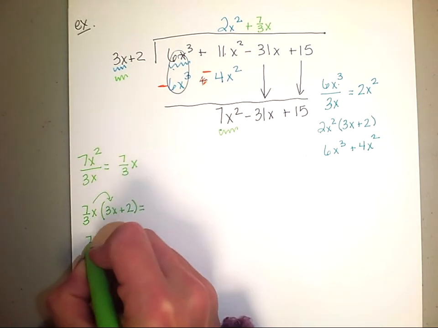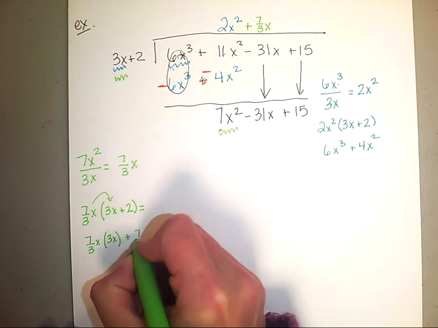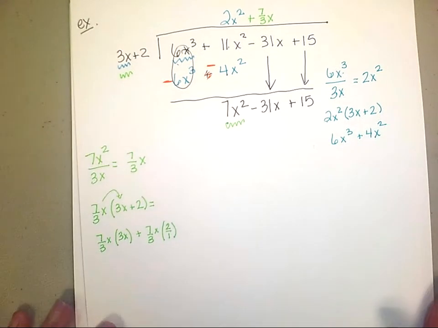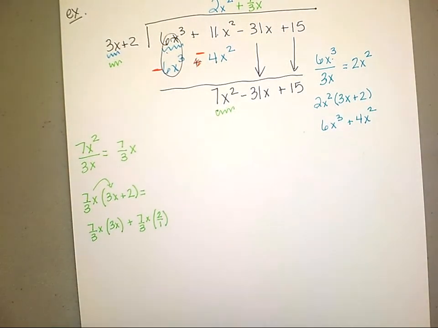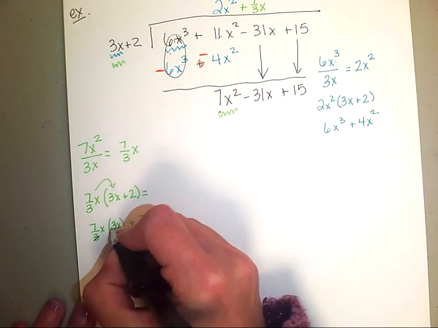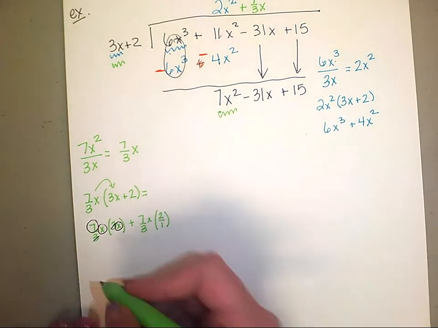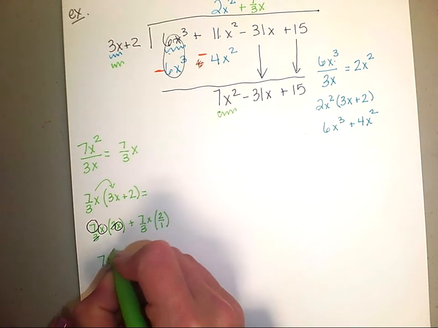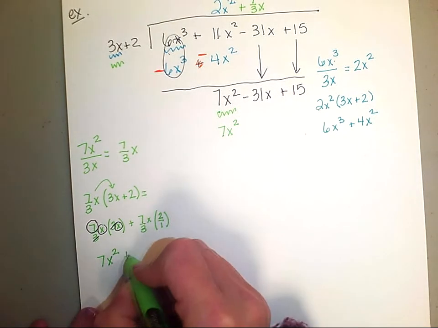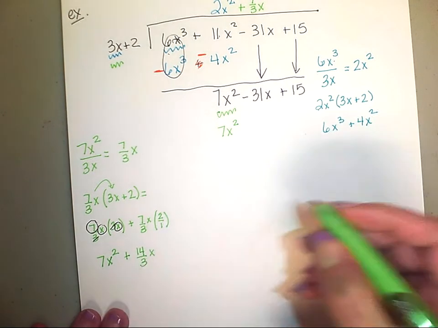So let's distribute these. I'm just going to distribute right now so we can see any canceling that occurs. And I'll write 2 as 2 over 1. Now the 3's will cancel, so we're left with 7 times x, which is 7x, I'm sorry, x squared, so 7x squared right there. Plus, now there's nothing to cancel here, so this is just going to be 14/3 times x.